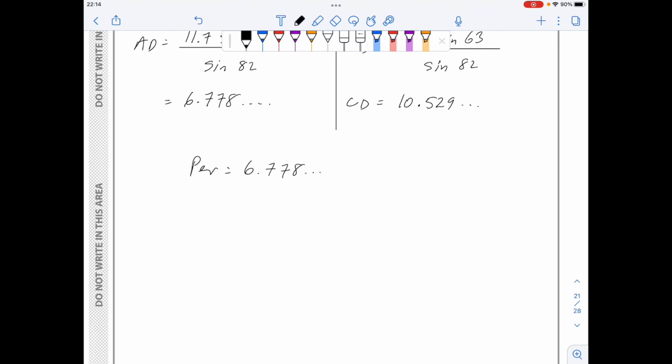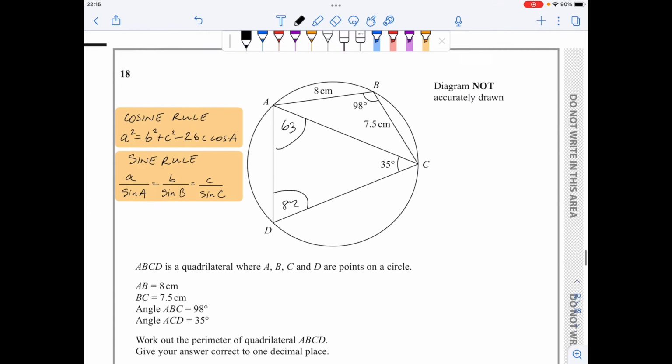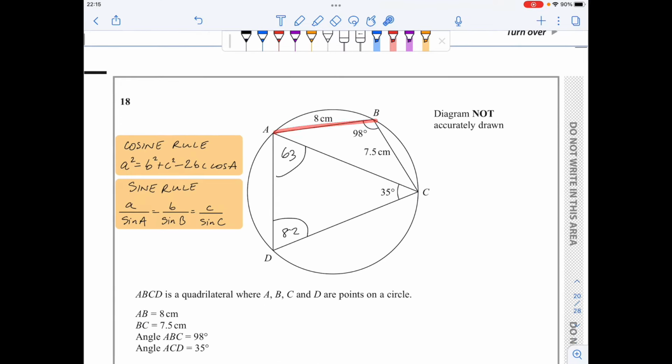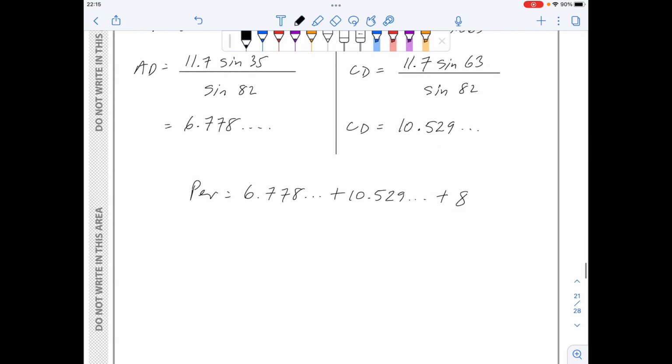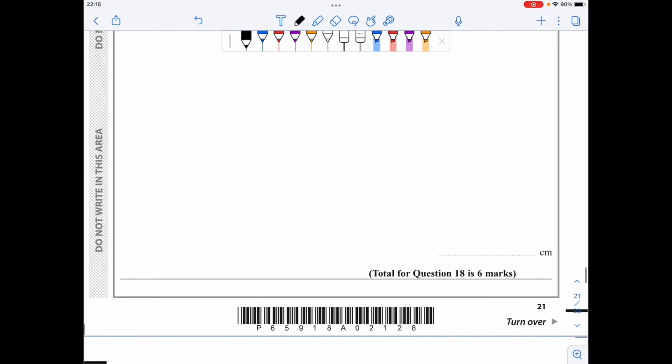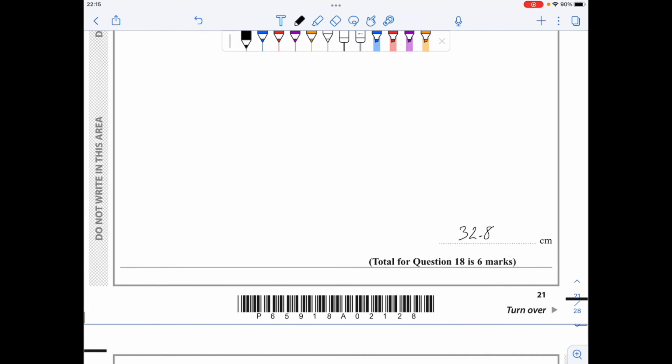6.778 plus 10.529 and so on, plus 8, that's AB, plus 7.5, and my final answer will be 32.8. Note that the mark scheme accepts answers between 32.7 and 32.9.